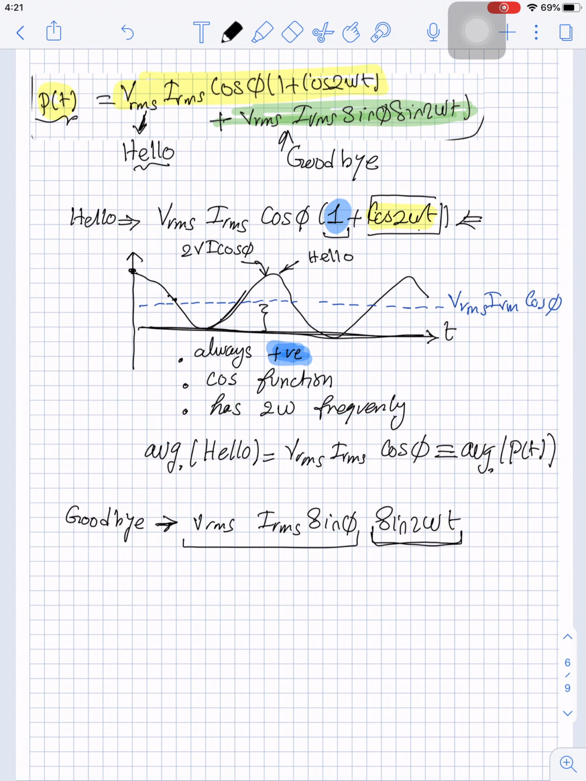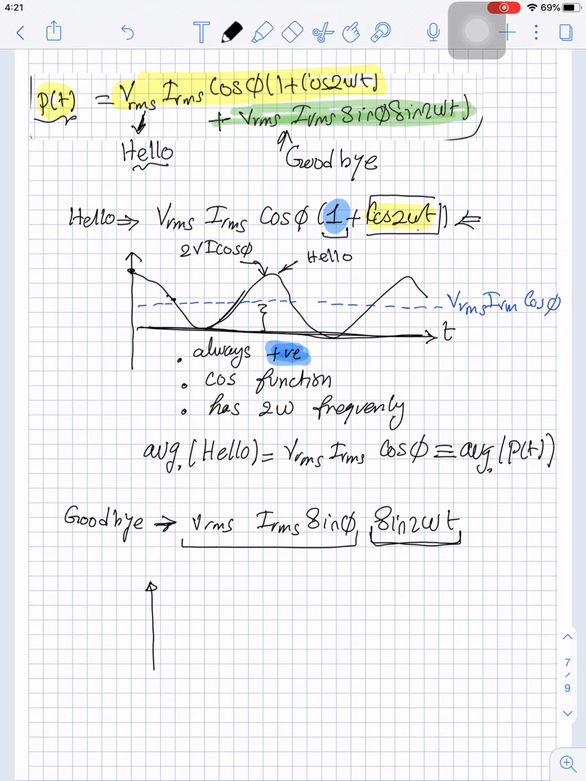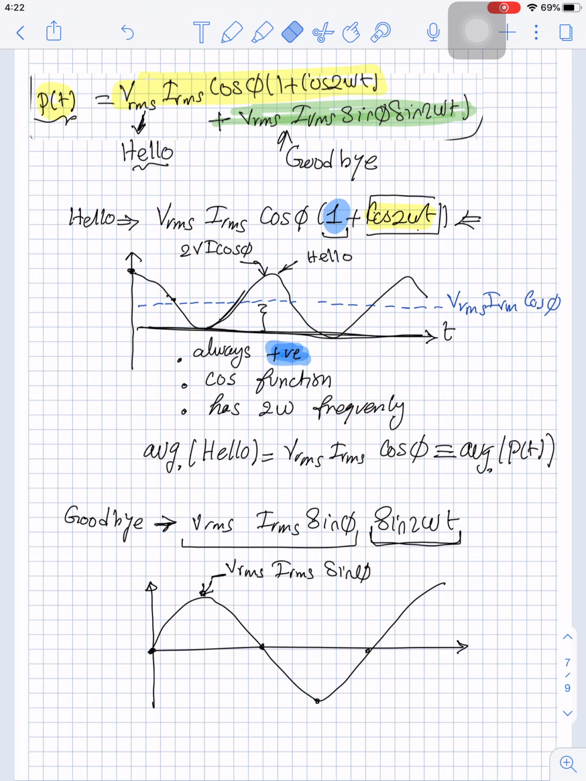So if I need to sketch the goodbye function, this is what I should sketch. It's a sine wave, so it starts at 0, then goes to peak, then to 0, then to peak, then to 0 again. So it's a sine function. The maximum value of this sine function is VRMS IRMS sine phi, and its frequency is double the source frequency. So this is the goodbye function.